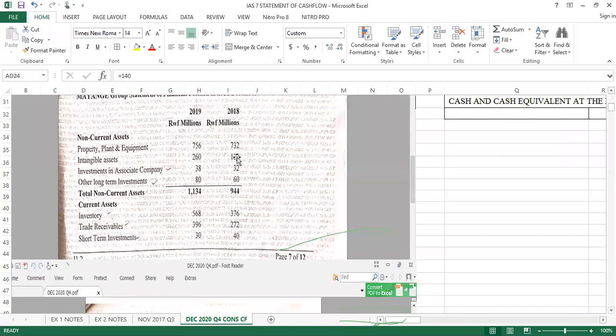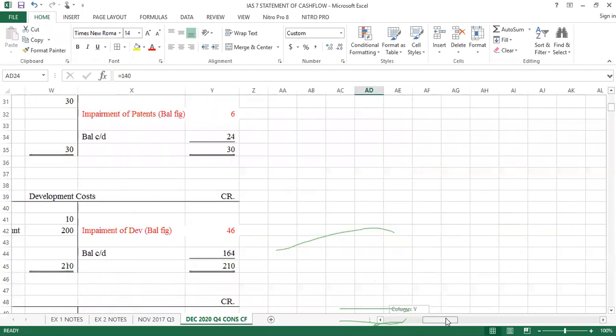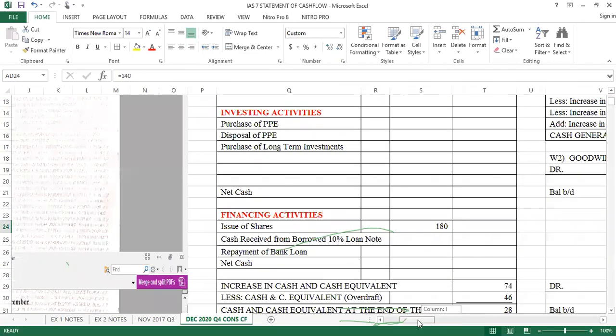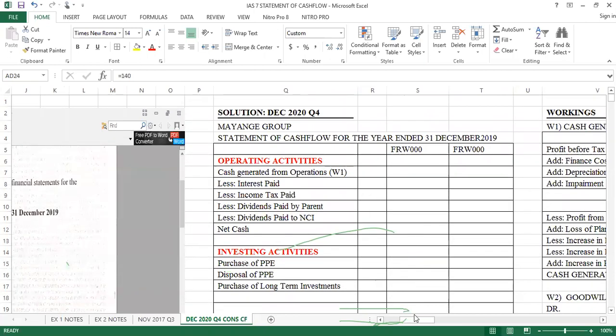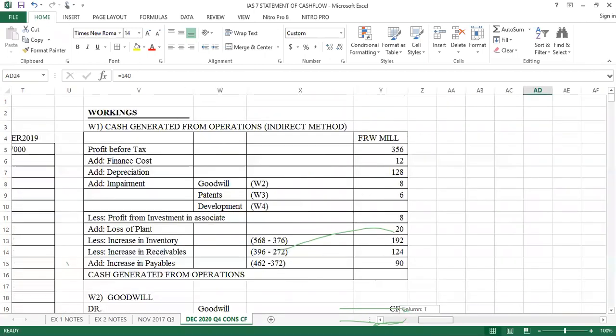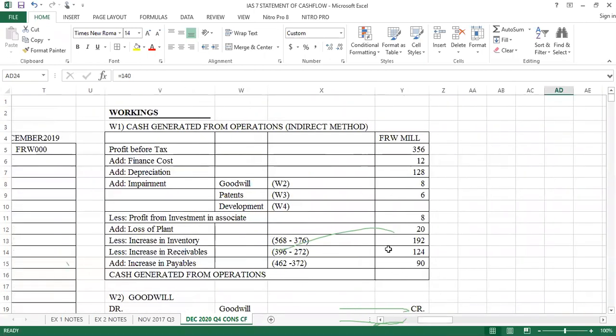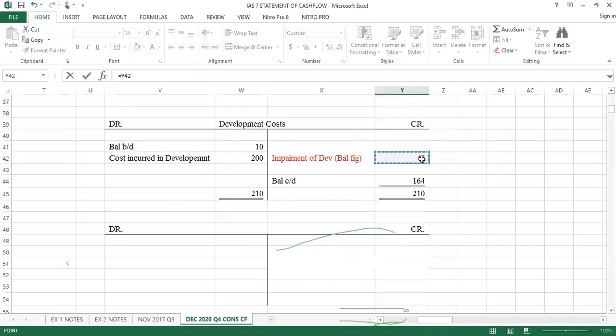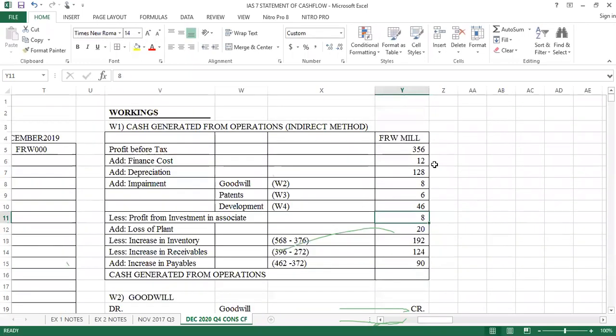So 260 minus 120 is 140. Those are tests that we always do to confirm that our progress is good. So we are already done with the first part. What is the total of our working one? Development is 46. Now we are done with everything here.